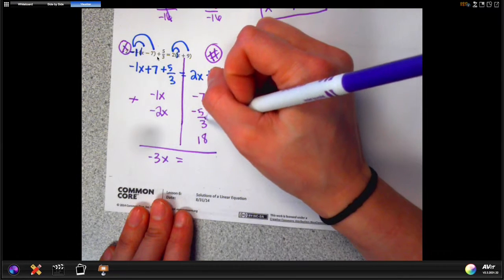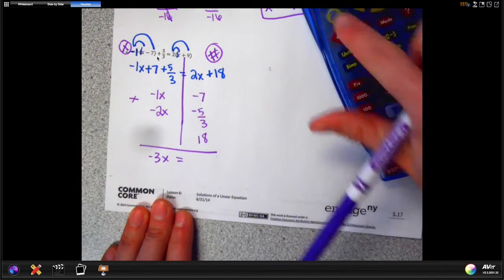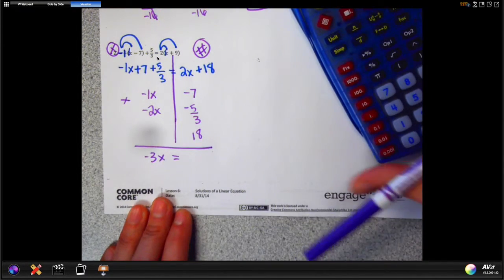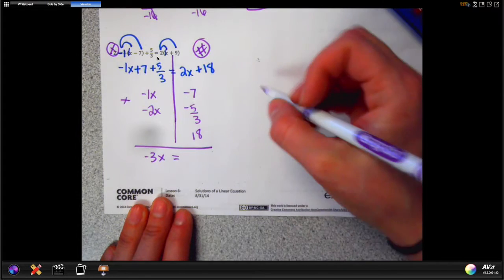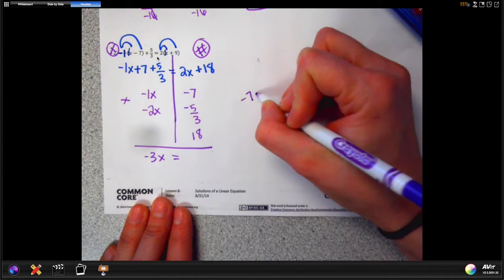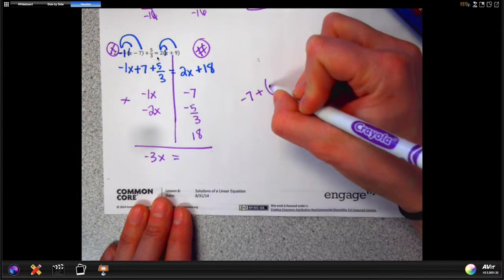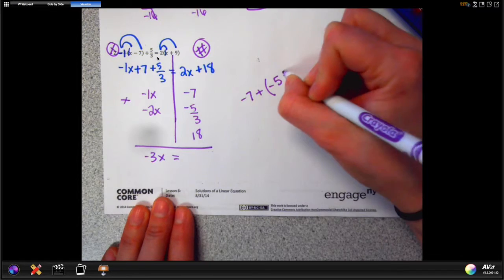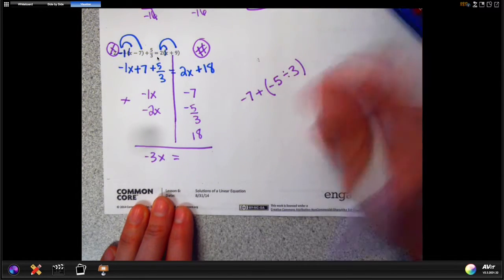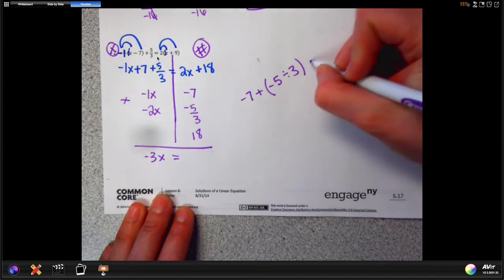Now what do we do with this -5/3? If you're using a scientific calculator, you can use your calculator to put it in there. You can literally type -7 plus, and to do a fraction now you use a parenthesis, -5 divided by 3. That's what a fraction is. It's actually a little division. End parenthesis, and then add the 18.